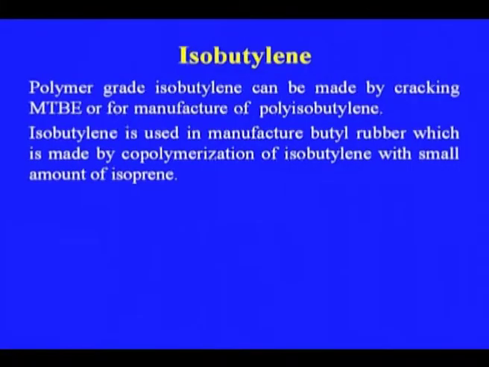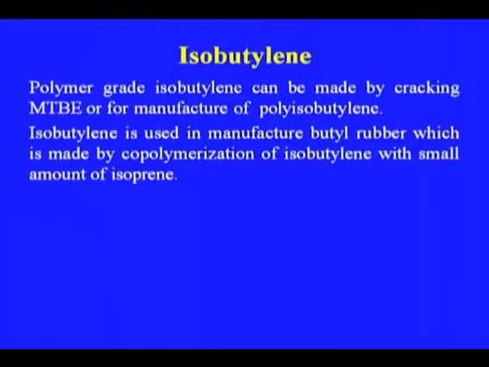The polymer grade isobutylene can be made by cracking MTBE or by manufacture of polyisobutylene, because here we are getting the isobutylene in the polymer grade in the pure form. So the MTBE which we are getting can be cracked and then you can get back the isobutylene. Isobutylene is used in the manufacture of butyl, which is made by the copolymerization of isobutylene with a small amount of isoprene.